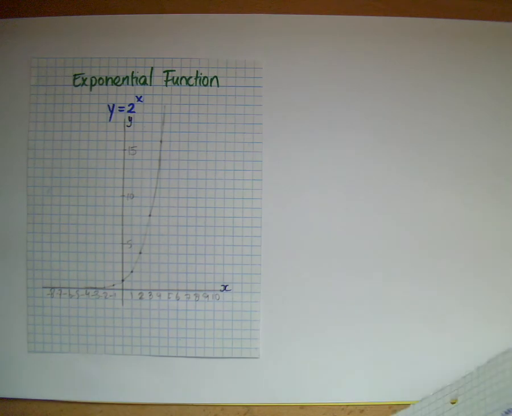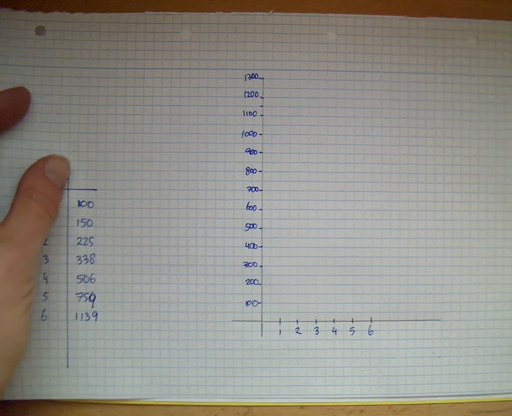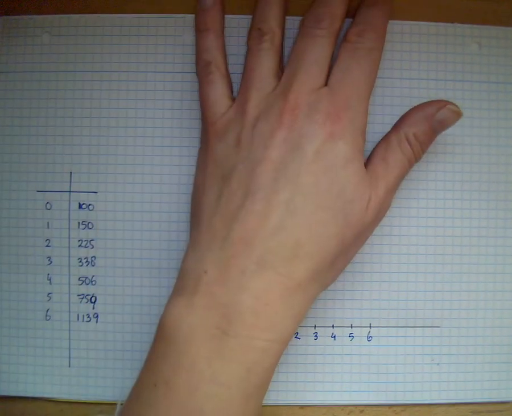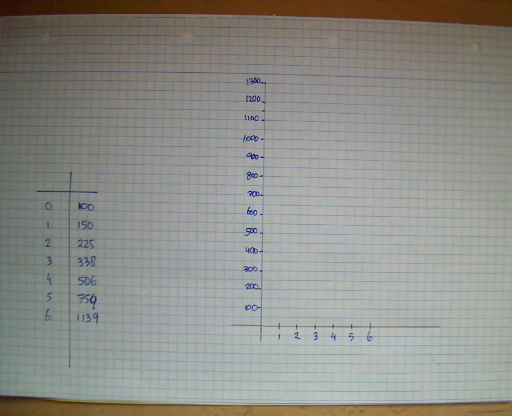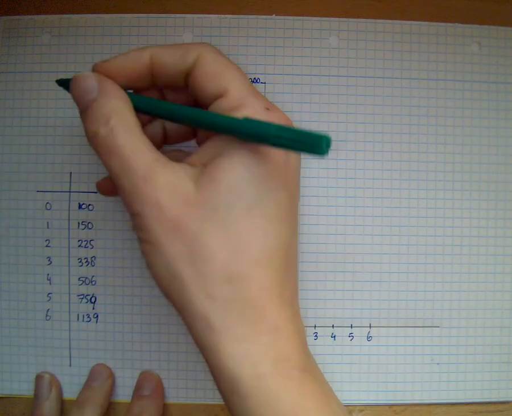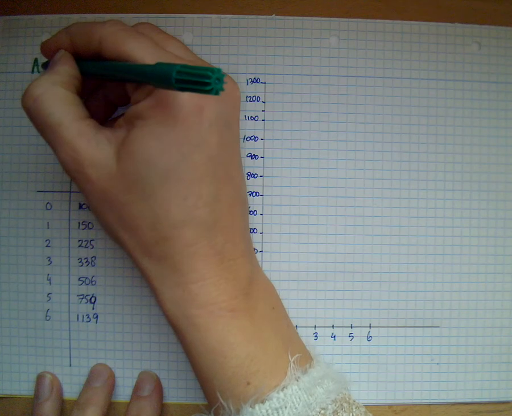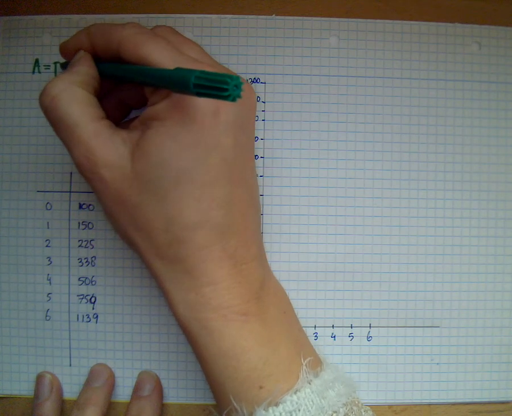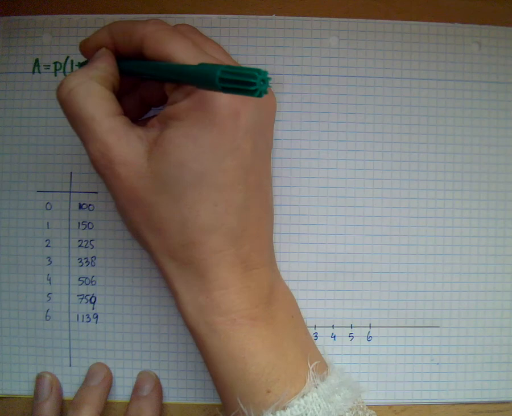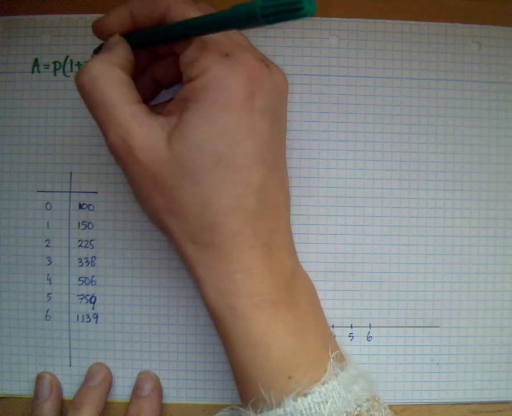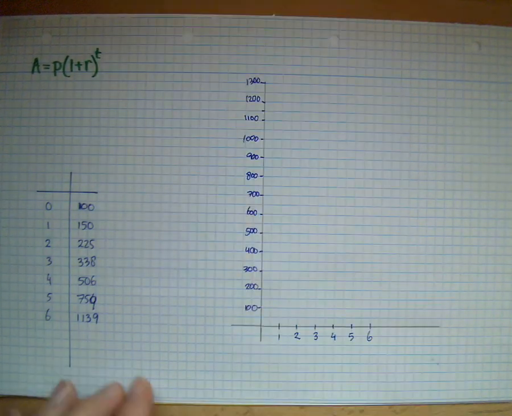And then what I want you to understand now is that the formula for compound interest is actually also an exponential function. Let's write the formula down again. For compound interest, total amount equals principal amount times 1 plus interest rate to the power of time in years.